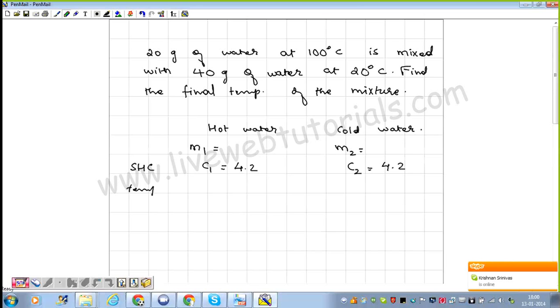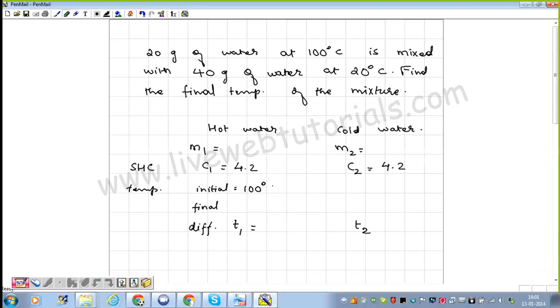In temperature, I'm going to make here three columns. One is going to be the initial temperature, then the final temperature, and then the difference. This difference is going to be T1 and T2. What is the initial temperature of hot water? 100 degrees Celsius. The initial temperature of cold water is 20 degrees Celsius. Final temperature is going to be same because both water when mixed, they are going to attain same temperature. Now in the first case T1, that is the difference, is going to be 100 minus X. Here the difference is going to be X minus 20.